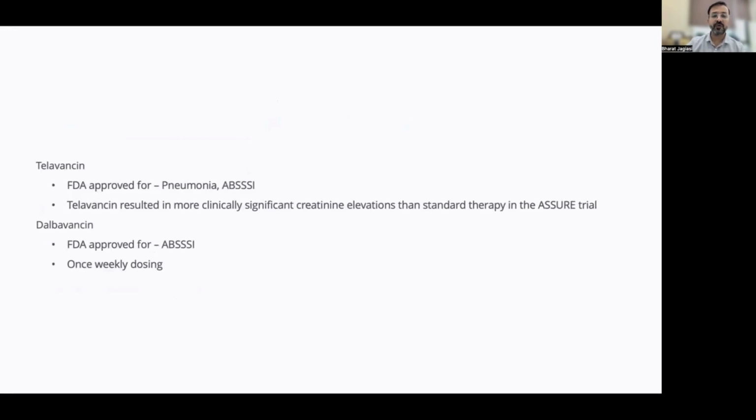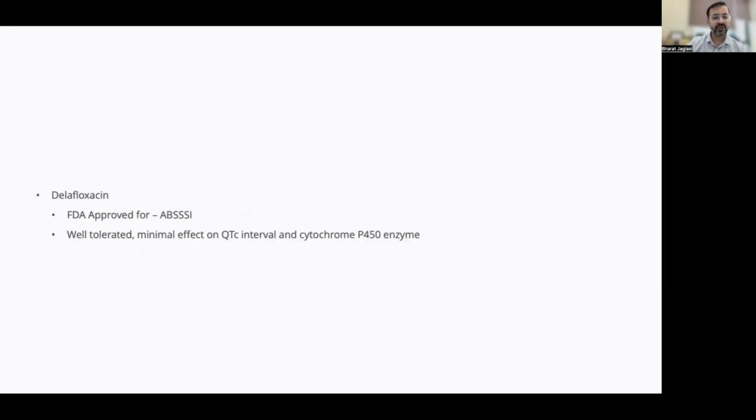Telavancin, again, is FDA approved for pneumonia and MRSA infections. The same was true with delafloxacin.